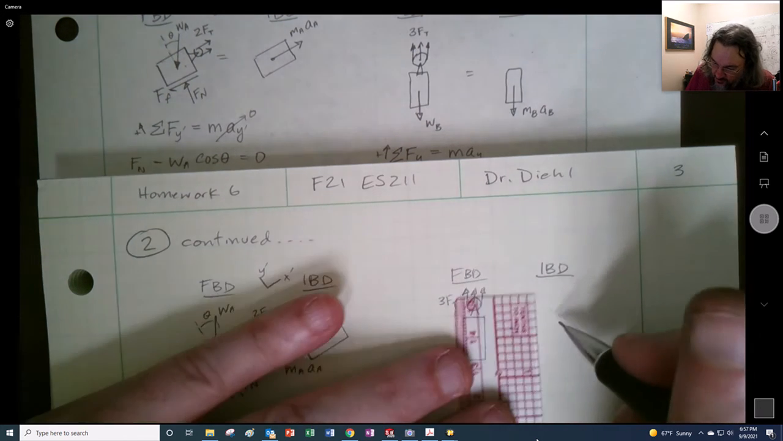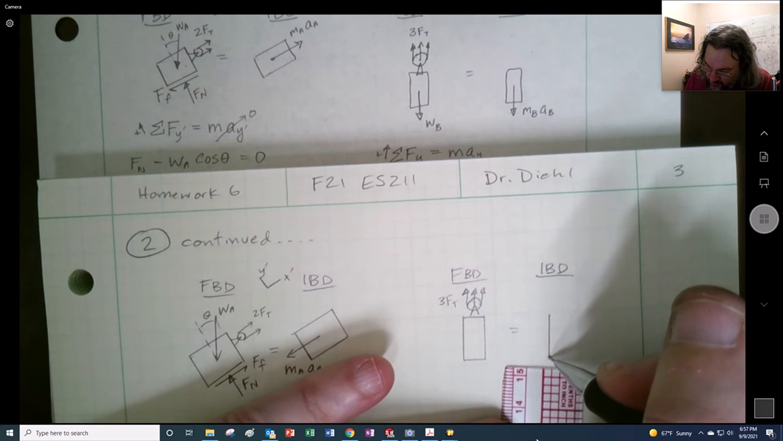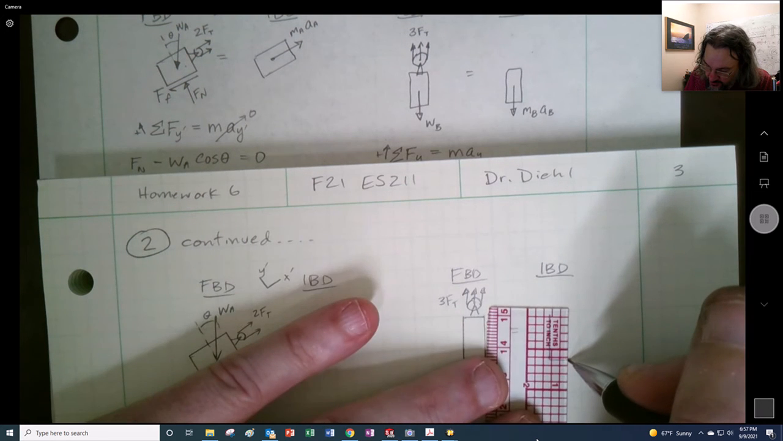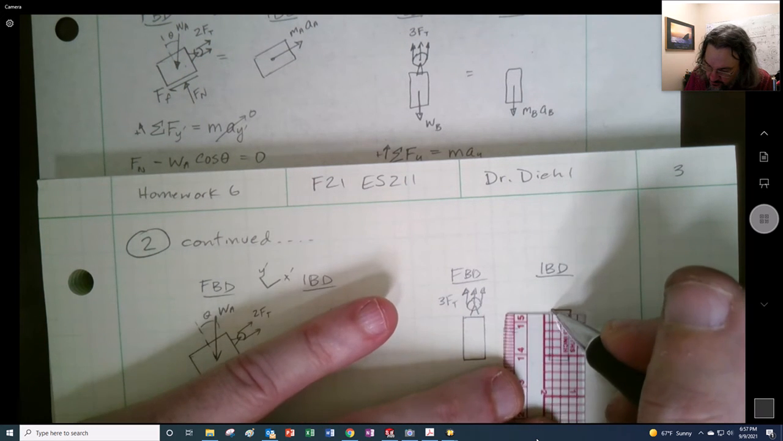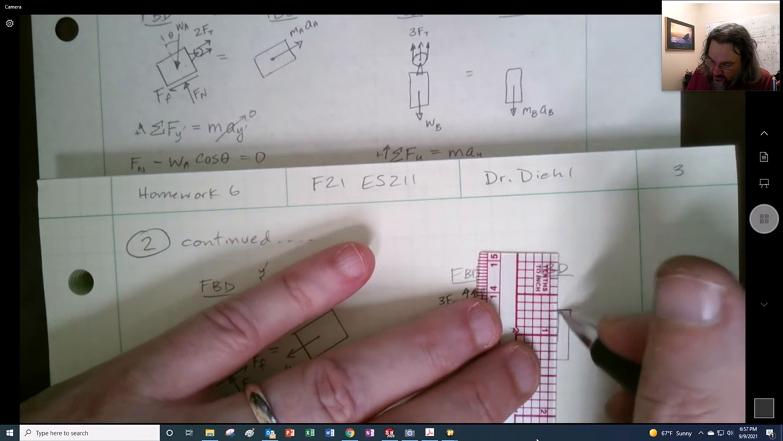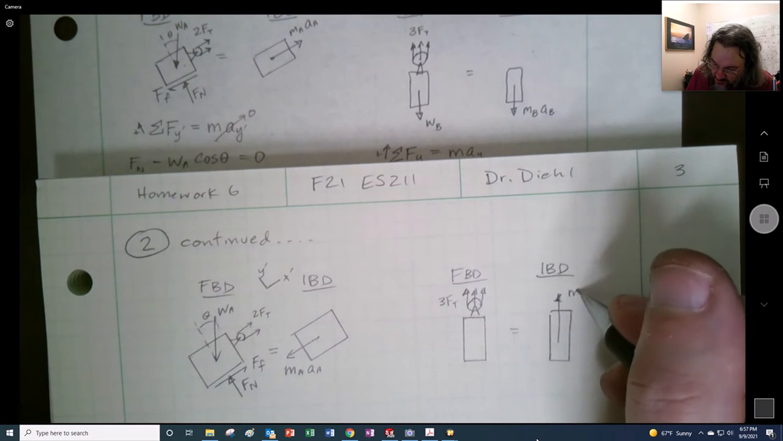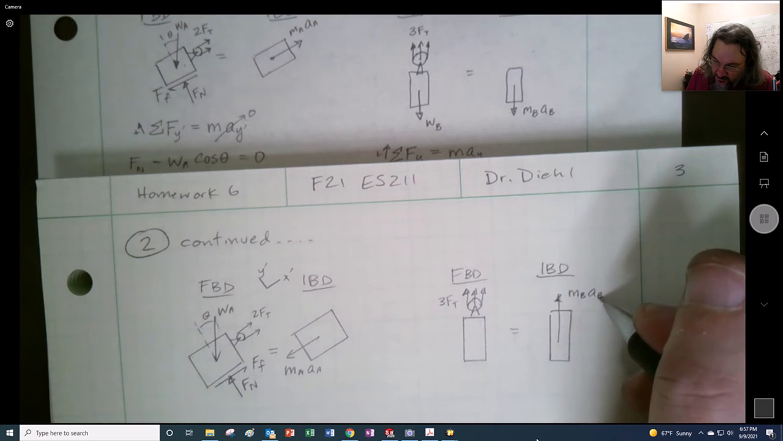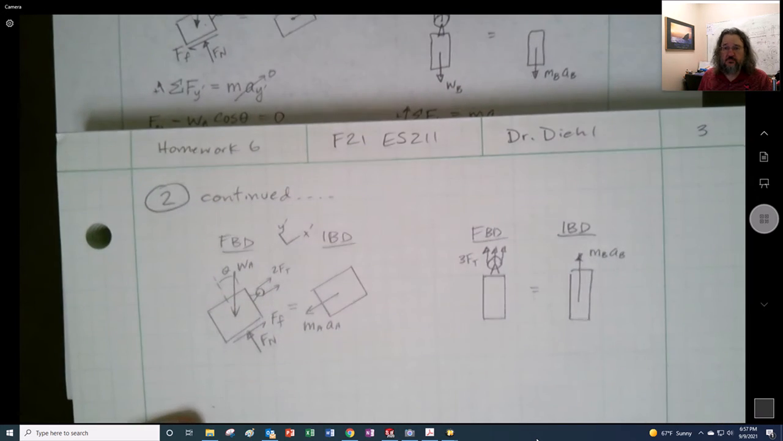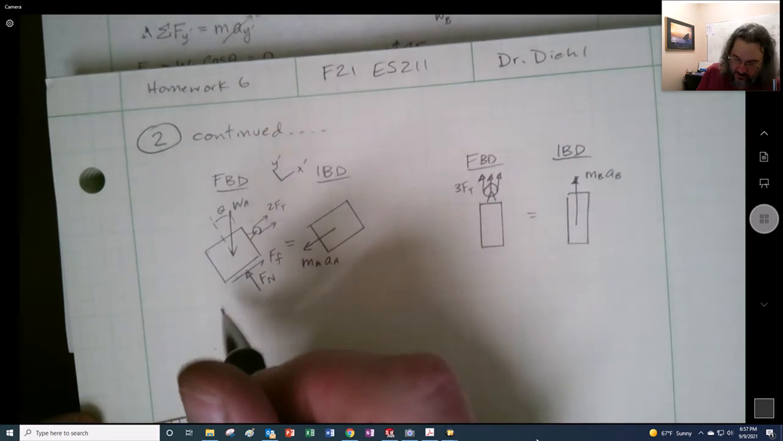We're going to set that equal to cylinder here in the inertial body diagram. But now this time it's accelerating in that direction, right? It's going to be accelerating up. So mass of B times acceleration of B. All right, so write the thing out again.